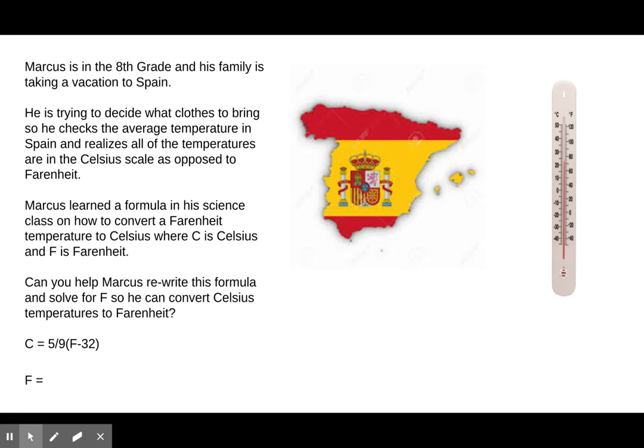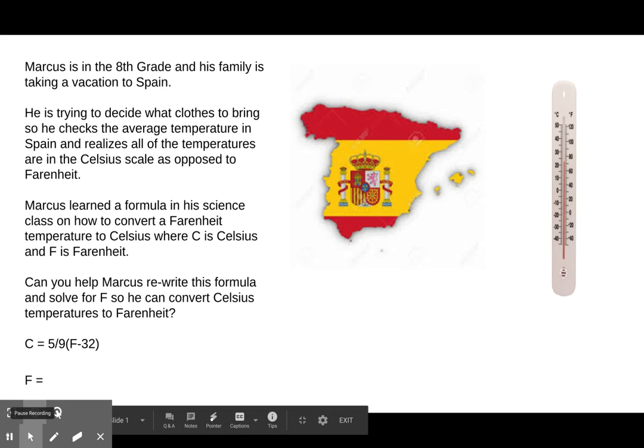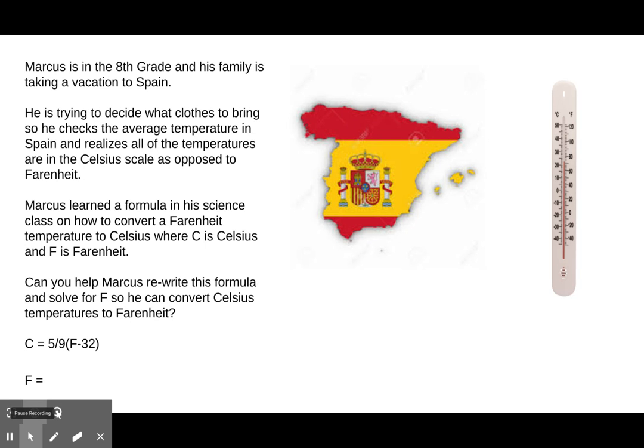So the current formula Marcus has is C equals 5/9 times (F minus 32), and he's trying to convert this to Fahrenheit. So go ahead, I'm going to pause the video and you can pause it as well. And let's see what you can do with writing this in terms of F or solving for F.